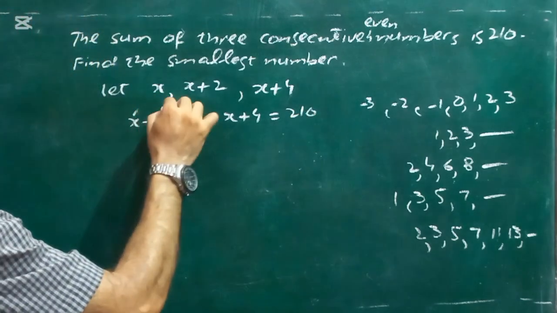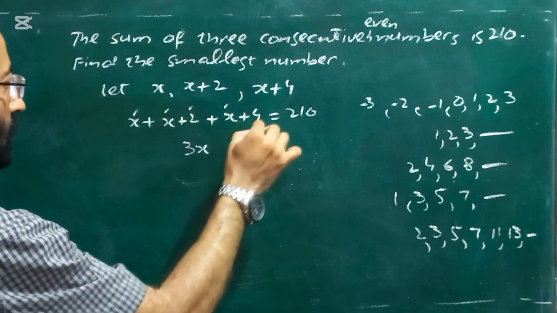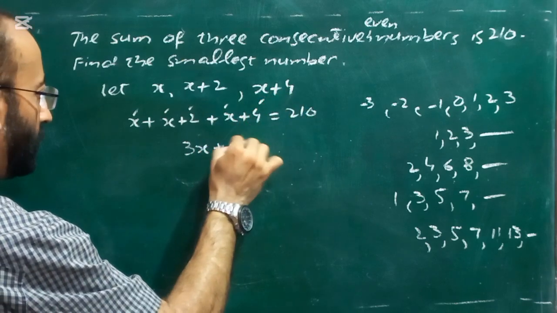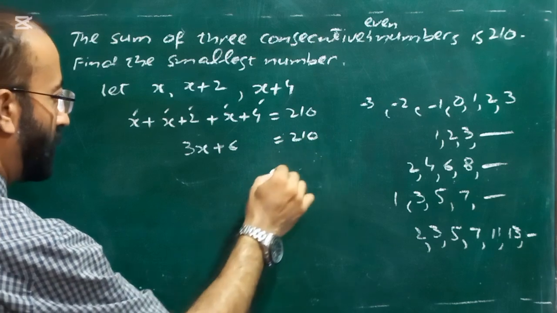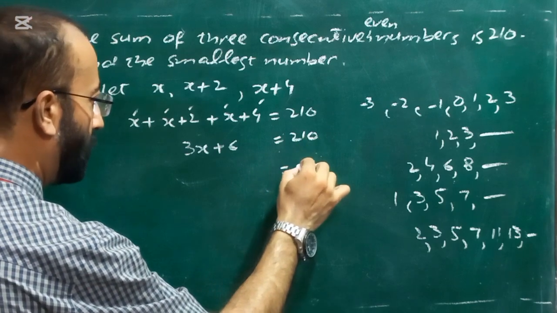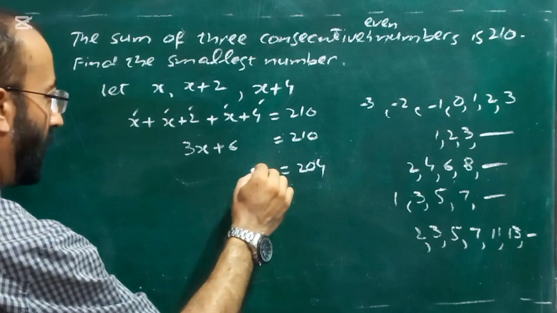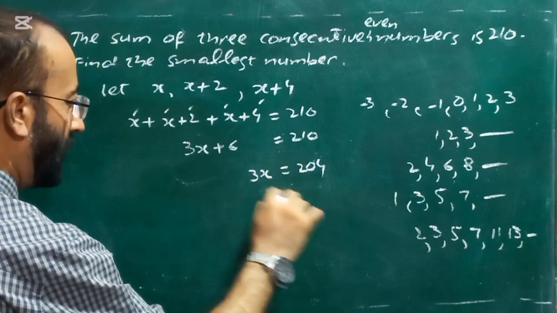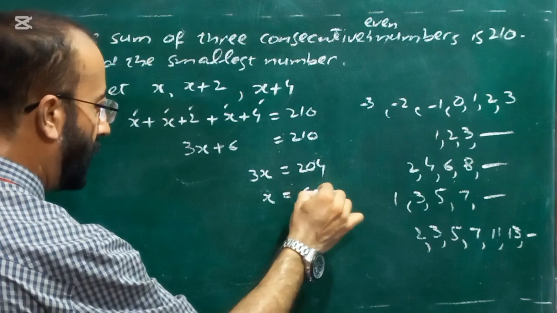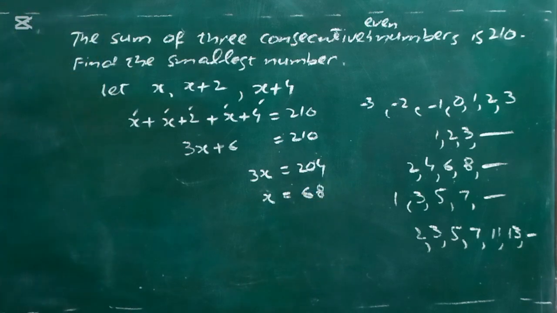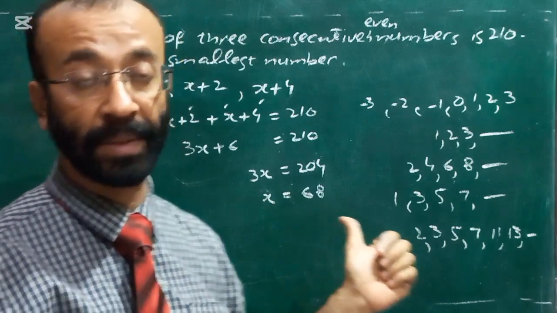Now solve it. x plus x plus x will be 3x, plus 2 plus 4 will be plus 6, and 210 is as it is. 6 will be subtracted from 210, so the remainder will be 204, and here will be 3x. Now 3 will go to the denominator. So 3 6s are 18, 3 8s are 24. So x value is 68. So this is the smallest even number.